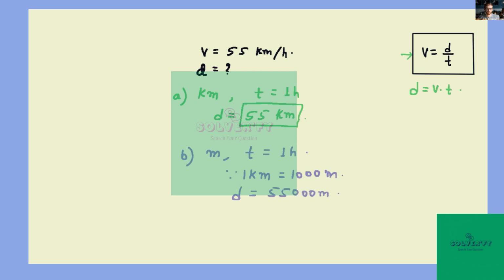And in the next part, we have to find the distance in meters provided that t is 1 minute. So 1 minute means it is 1 by 60 of an hour, and the distance traveled in this case would be the speed multiplied with the hour. And this distance would come in kilometers. So let's multiply this with 1000 to get this in meters. So when we multiply 55 with 1000 and divide this with 60, we get the distance as 916.7 meters. And let's just round this to the nearest unit, and we can say this is approximately 917 meters.